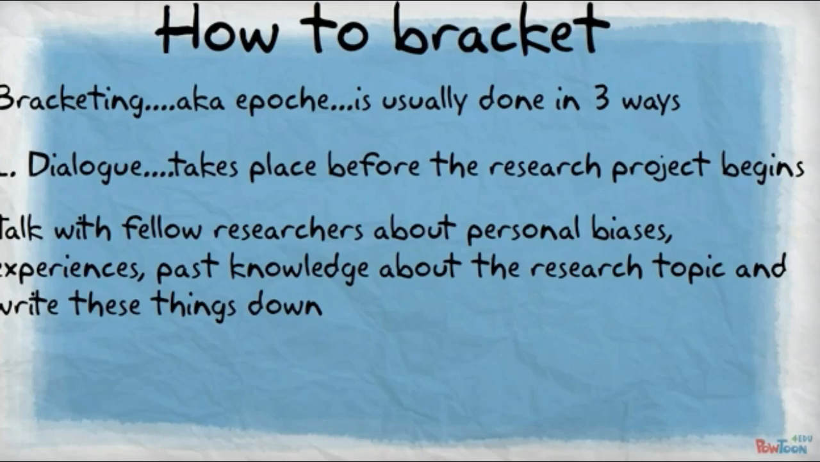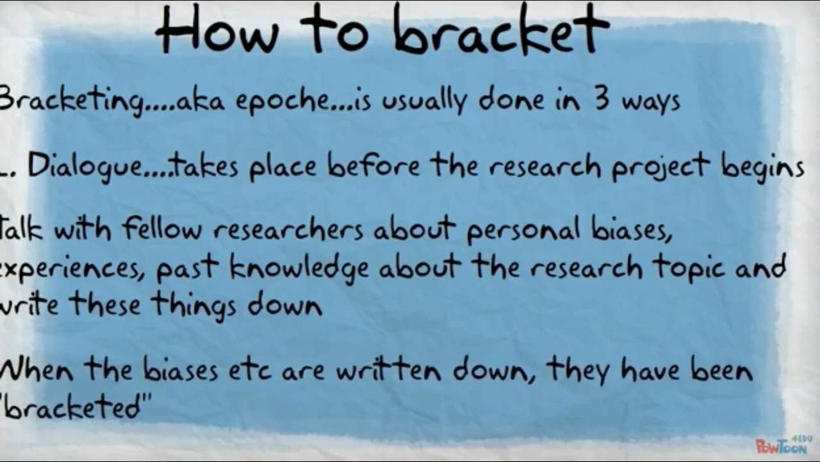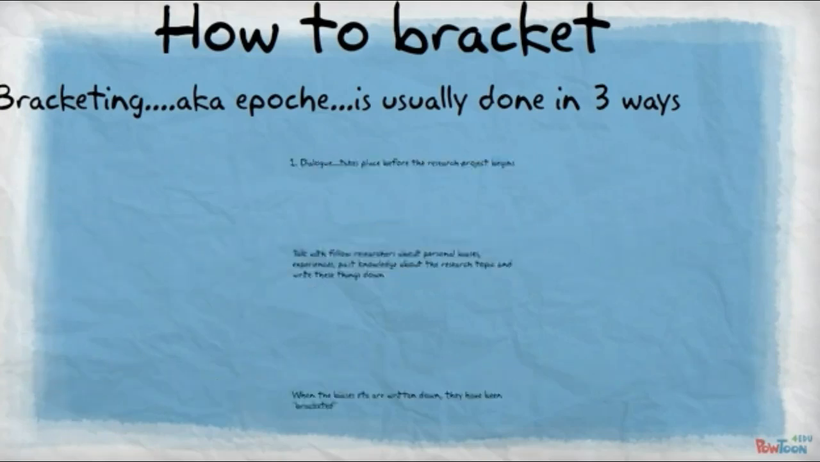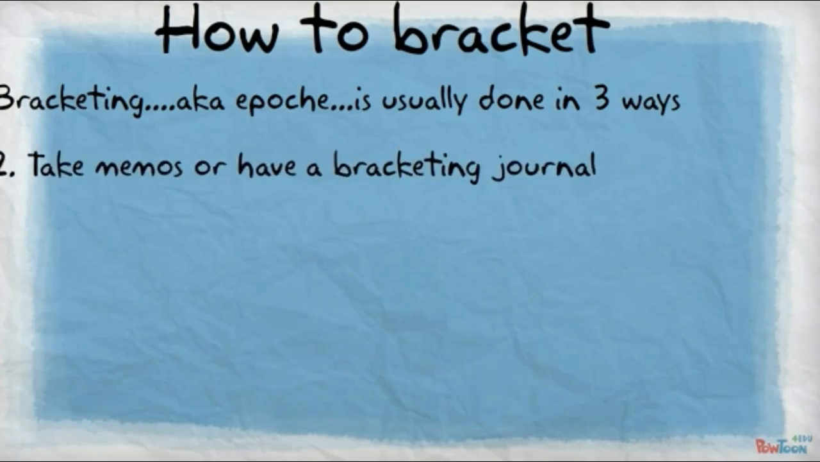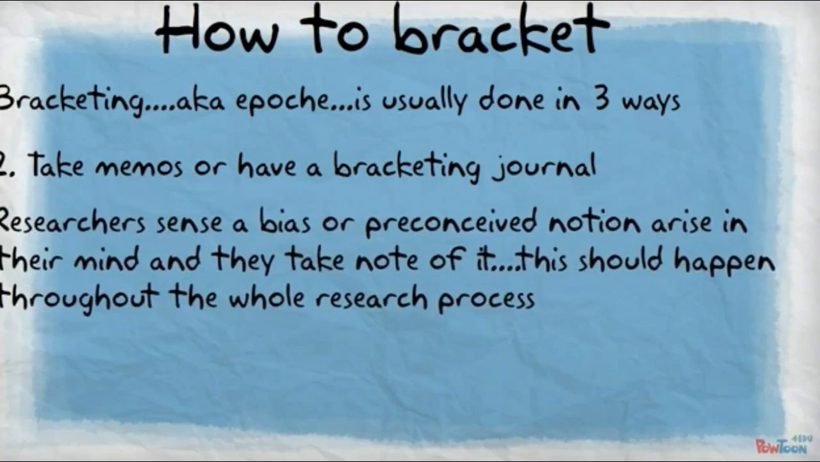When the biases and all these things are written down, researchers say that these things have been bracketed. The next step is to either take memos or have a bracketing journal during data collection, analysis, and when you're writing up the final research report. These memos or journal entries are when researchers sense a bias or preconceived notion arise in their mind during whatever step they are in the research process, and they take a note of it.